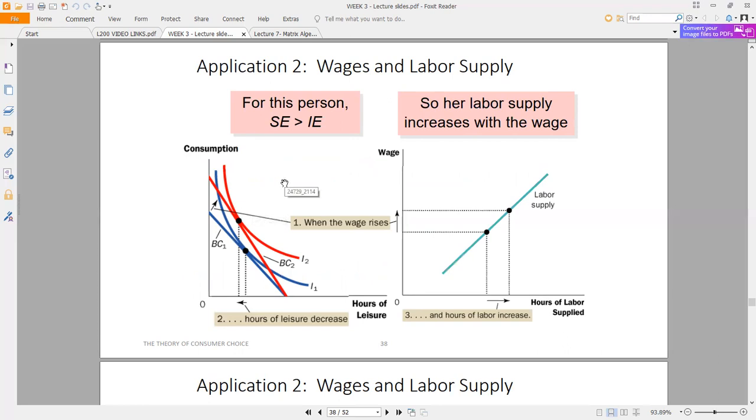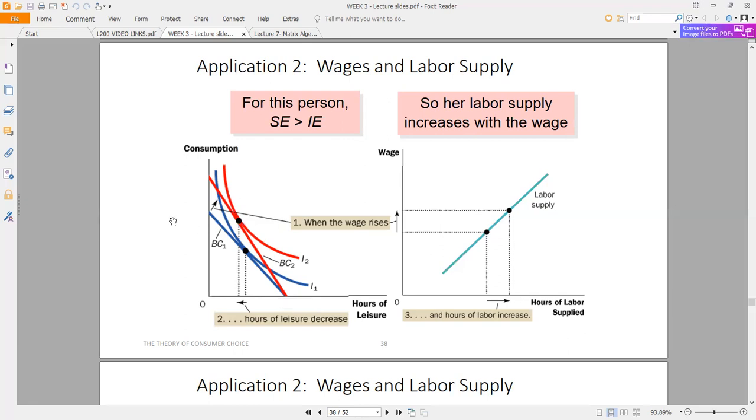Let's look at the case where the substitution effect of a wage change for this individual is greater than the income effect. So we are here. This point here is the initial optimum point. This was the units of labor, hours of labor that we supply for work, and then after the increase in wage, the budget line will rotate outwards. So we come to the red line here.